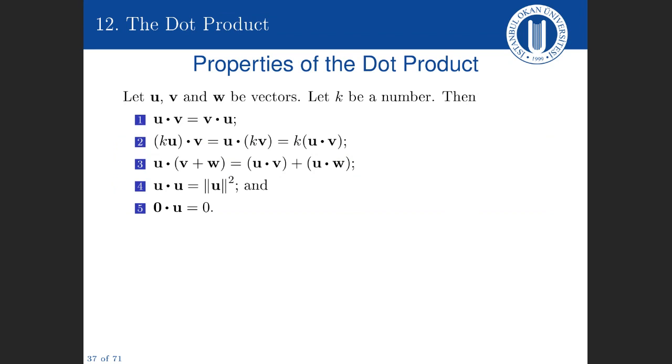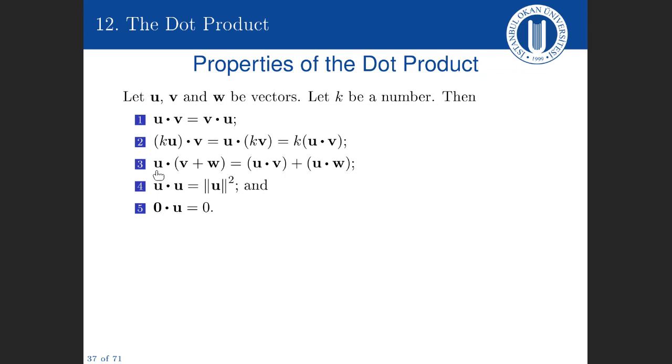Let's run through some properties of the dot product quickly. If we have two vectors and we're taking the dot product, it doesn't matter which order we do them in. U dot v is always the same as v dot u. If we have two vectors and a number k, again, it doesn't matter which order we do this calculation in. We could do ku first and then dot with v, or we could do u dot kv, or k multiplied by u dot v, and we would always get the same answer.